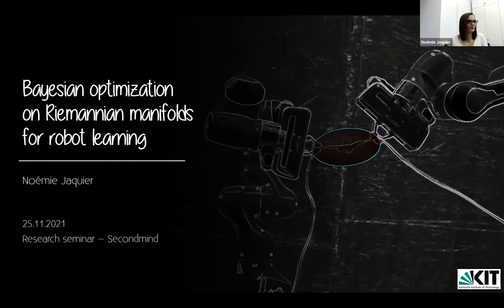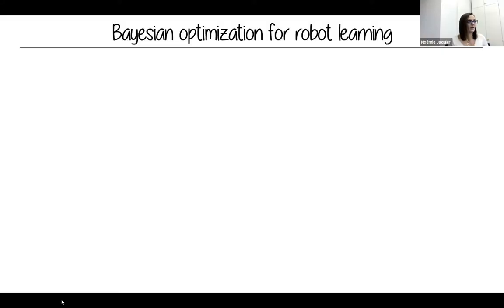And so today I want to tell you about Bayesian optimization on Riemannian manifolds for robot learning. So first of all, why Bayesian optimization for robot learning? The idea in robot manipulation is that we often have skills where we need the robot to be very precise or to be, for example, very stiff or compliant in some directions.